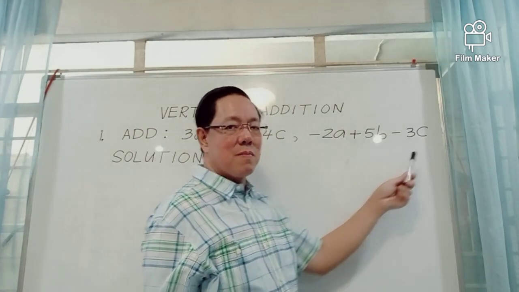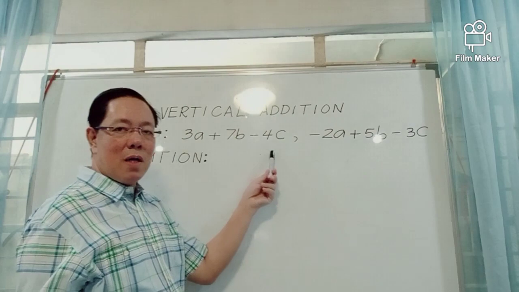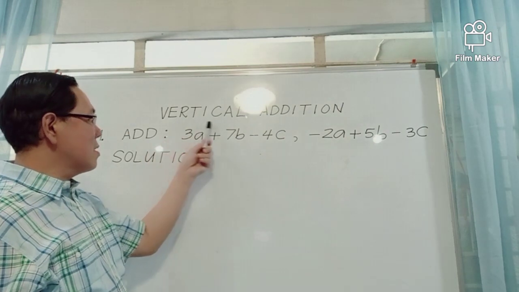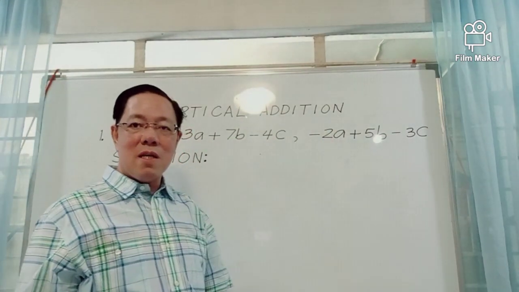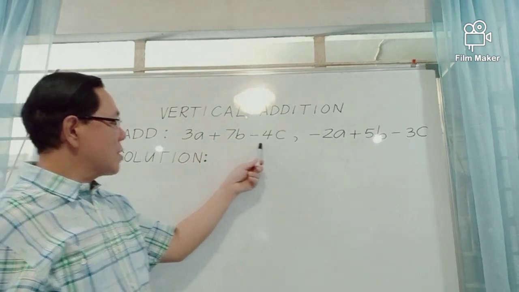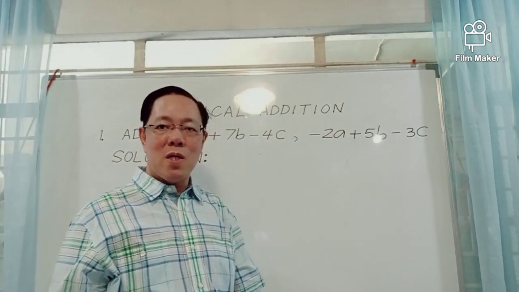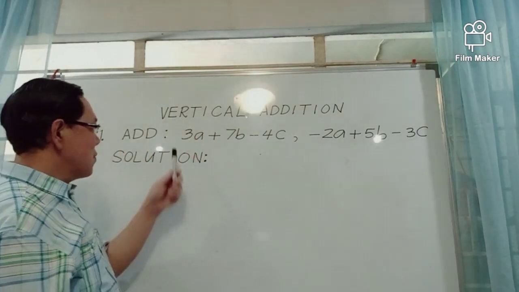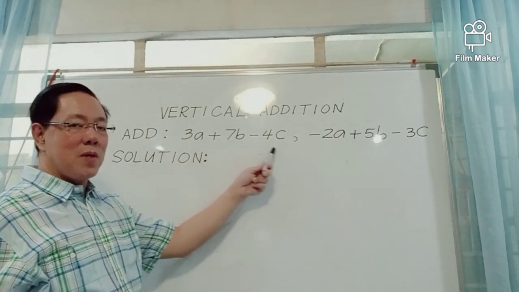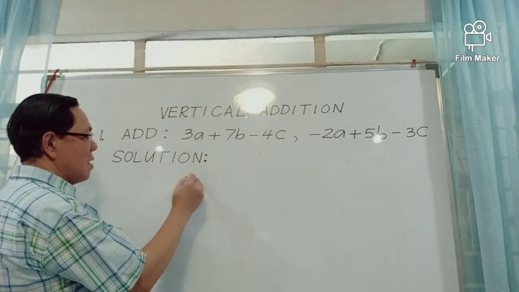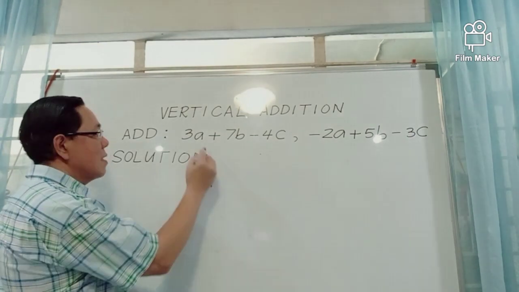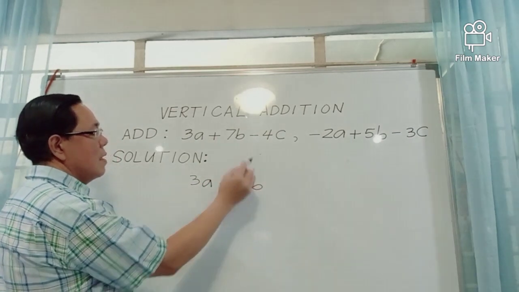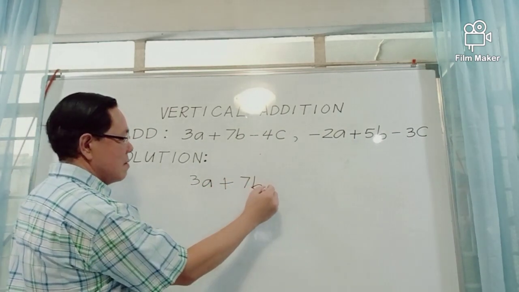We will add this trinomial and this trinomial, and we will use vertical addition. By vertical addition, we write these two trinomials vertically downward with like terms aligned in the same column. We start by writing the first trinomial. We have 3a plus 7b minus 4c.